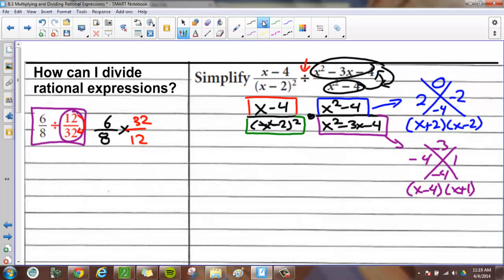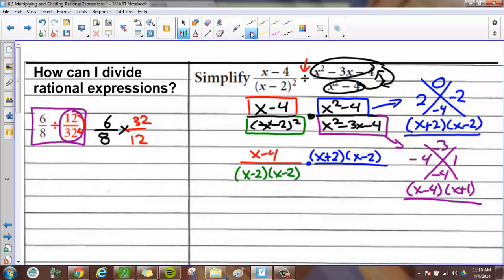Let's rewrite this whole thing right here. I'll start with my x minus 4. Then we'll do my green. Remember, x minus 2 squared is the same thing as x minus 2 times x minus 2. Just don't forget that, okay? And then we're going to do the blue section that we're multiplying. The blue section was x plus 2 times x minus 2. And then we do our final purple section: x minus 4, x plus 1.